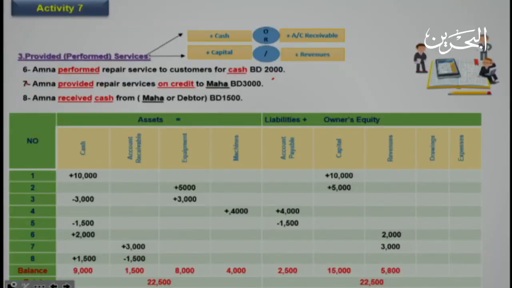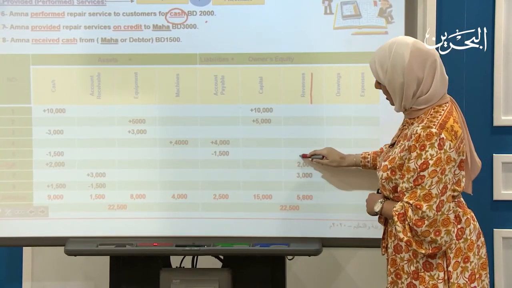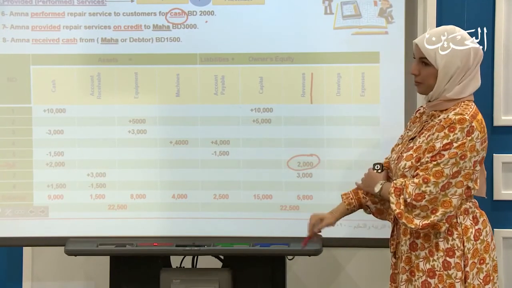Moving to the third effect, providing or performing a service. Let us take an example. Amna performed a repair service for a customer for cash. When I perform a service, I will get revenue, so the revenue for my company will increase. Coming to the sixth transaction, if the revenue for my company increases, I will come to the owner's equity section under the revenue section, and I will increase it by 2,000.